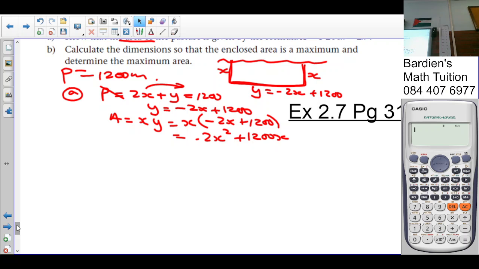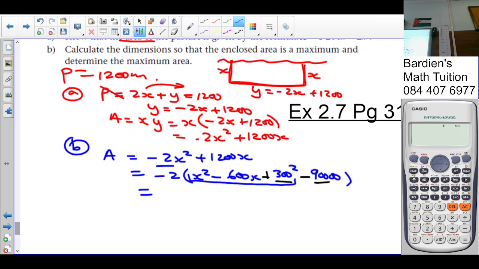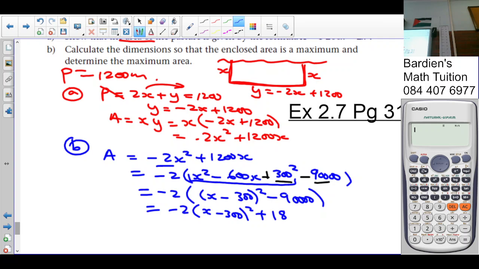So what do we need to do? We need to complete the square. Area is equal to negative 2x squared plus 1200x. Take out negative 2 as a common factor, I'm left with x squared minus 600x. To complete the square, I must add and subtract the same number. What's the number in this case? 600 times half is 300, and 300 squared is 90,000. Here's your perfect square trinomial: negative 2 into (x minus 300) squared minus 90,000. You multiply the negative 2 in, giving negative 2 into (x minus 300) squared plus 180,000. You all agree with that?